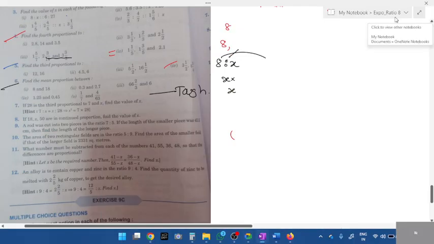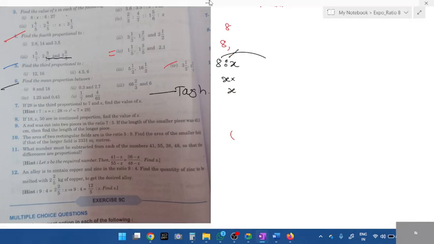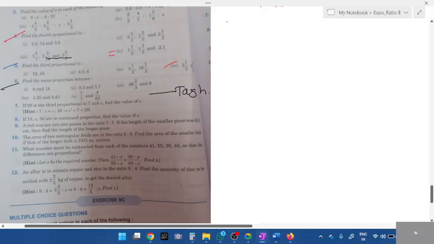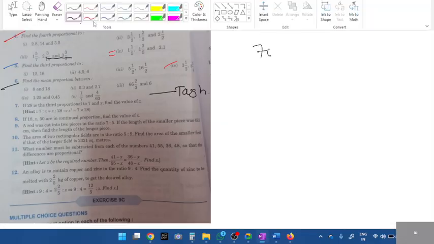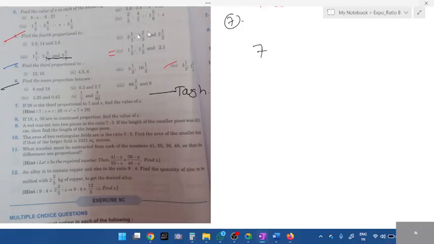Okay, shall we try the next one? All of you online? Next question, students. Seventh question. What is given? Am I audible to all? Yeah, seventh question. If 28 is the third term, third proportion to which one? Yeah, 7 and x. For 7 and x, 28 is the third proportion.